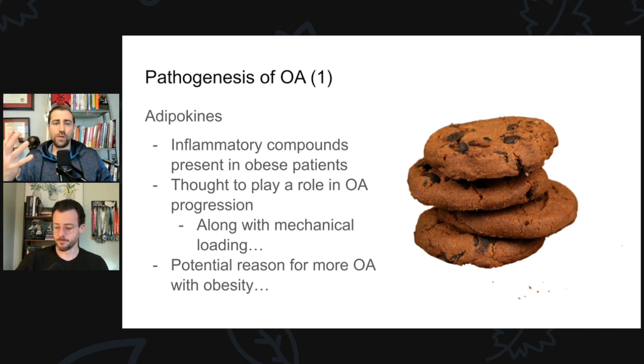So we don't fully understand, looking through the studies that I just read through to make this presentation, the adipokines are thought to play a role in osteoarthritis progression, although we're not fully sure of that role. We just know that there is a positive association between obesity and osteoarthritis, and we believe that these adipokines might be part of it, right? And it might not just be mechanical loading, and cookies, when taken excessively, can lead to this.